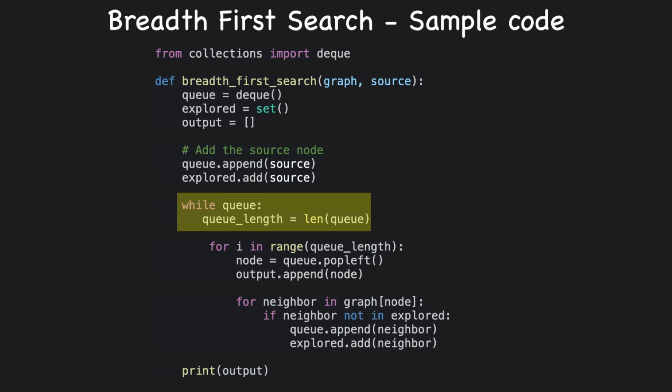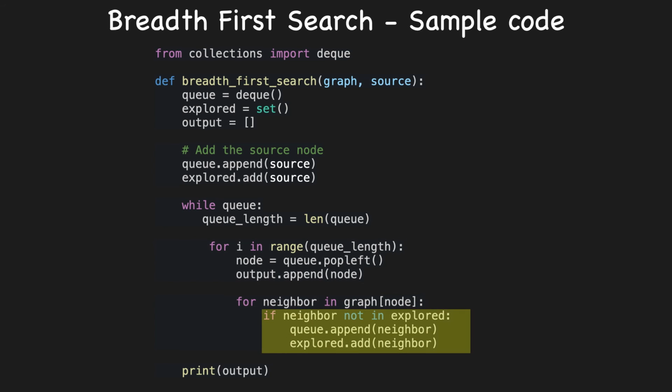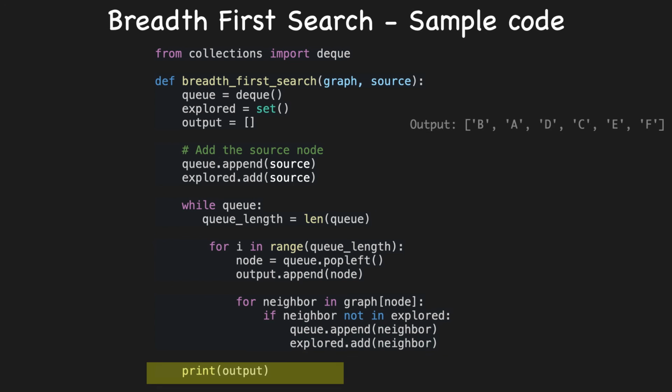We'll first get the length of the queue at its current state, and that will aid us in traversing level by level. For the length of the queue, we'll pop the node and append it to the output so we can print it later. For each neighbor of that node, if that neighbor has not already been explored, we'll append it to the queue and add it to the explored set. Finally, we print the output that contains all the nodes we have explored in the graph.